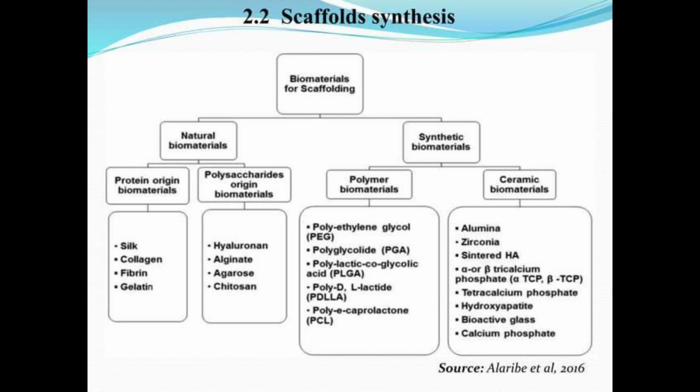So, various biomaterials are utilized for scaffold synthesis: natural biomaterials and synthetic biomaterials. The natural biomaterials include protein origin biomaterials and polysaccharide origin biomaterials. The protein origin biomaterials include silk, collagen, fibrin and gelatin, whereas polysaccharide origin biomaterials include hyaluronic acid, alginate, agarose and chitosan. Then there are polymer biomaterials and ceramic biomaterials.